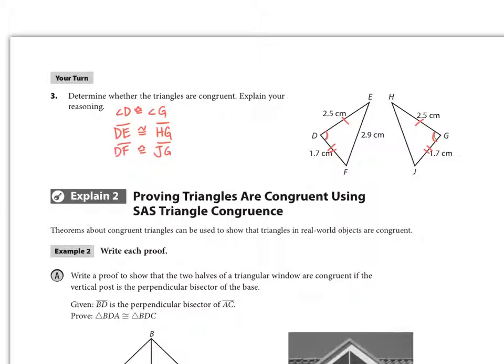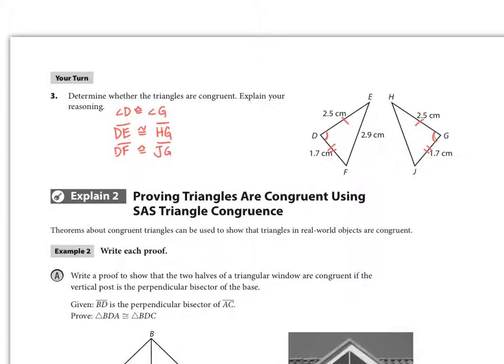So when we look at the SAS theorem, we have 3 pairs of parts that are congruent. We do know this is 2.9 here, but we don't know that this is 2.9. So remember, don't just assume that this has to be 2.9, not quite yet. Don't assume that these two angles, E and F, are congruent to H and J, unless we have an actual theorem that helps us with that.